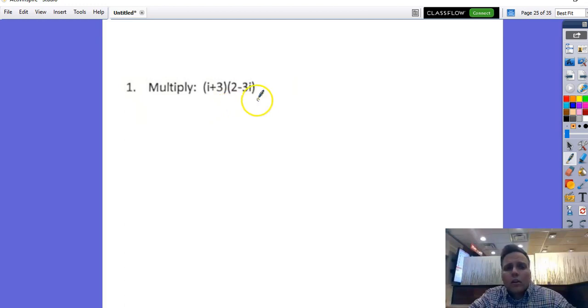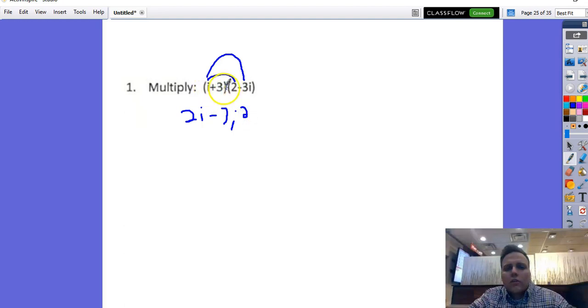So we're going to start with number 1, which says multiply (i + 3)(2 - 3i). So to multiply parentheses, we just do first times first. So i times 2, which is 2i. Then we do i times negative 3i, which is negative 3i squared.